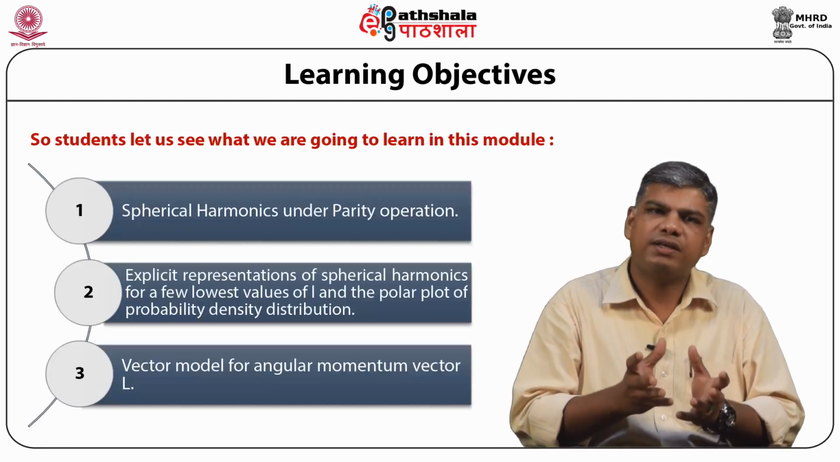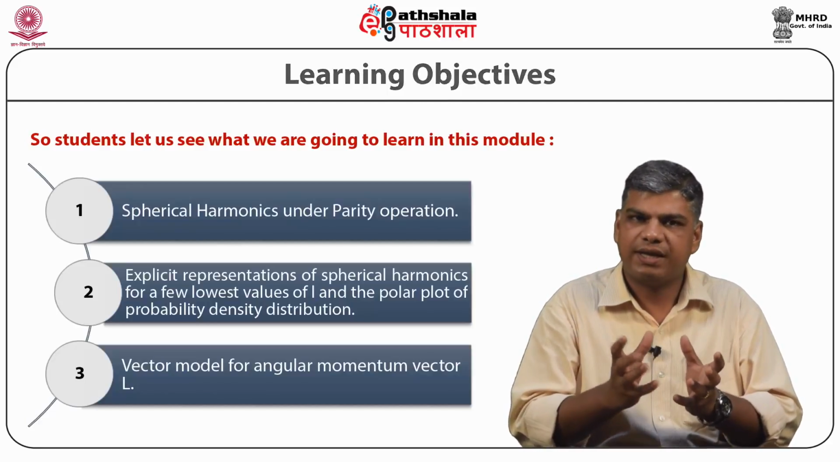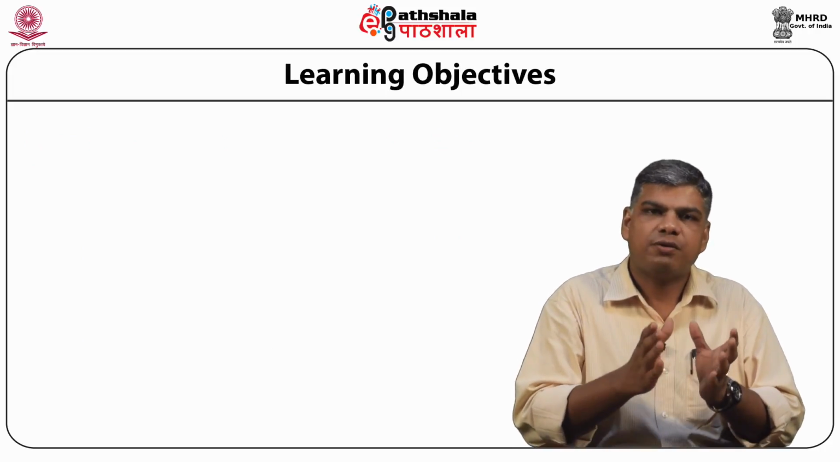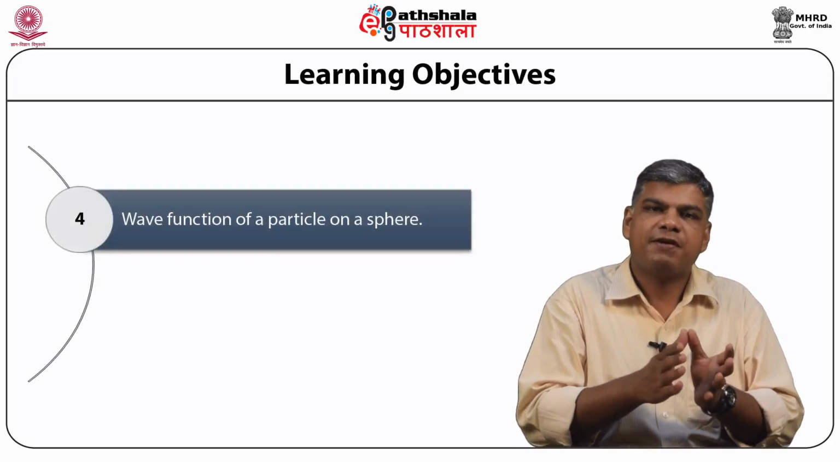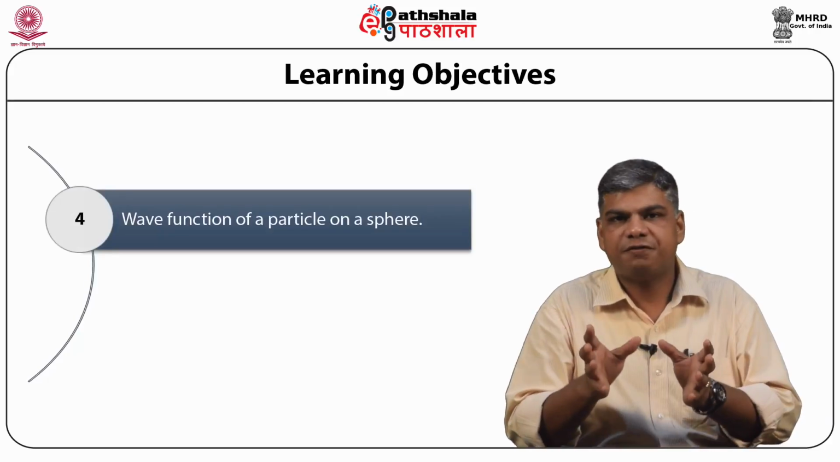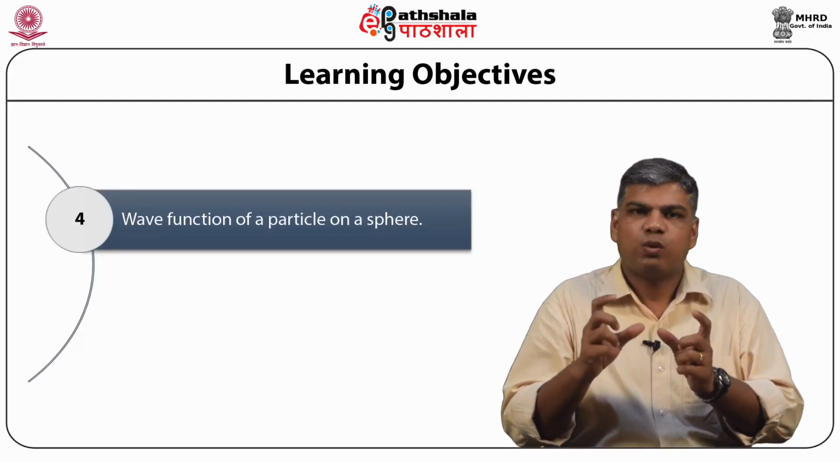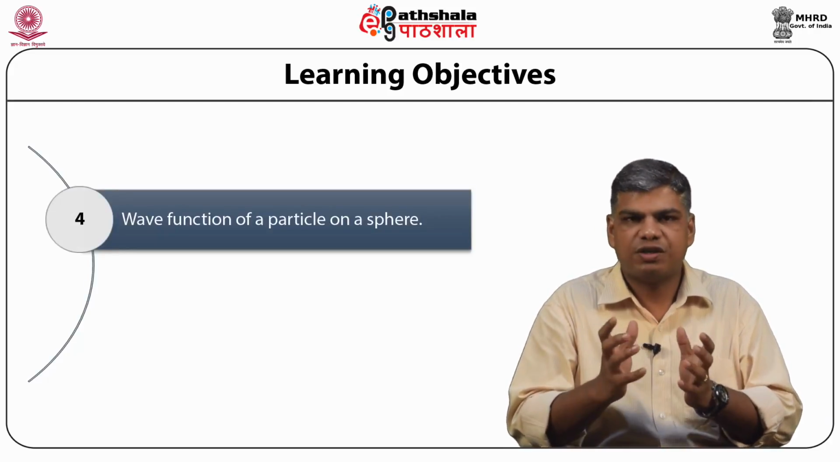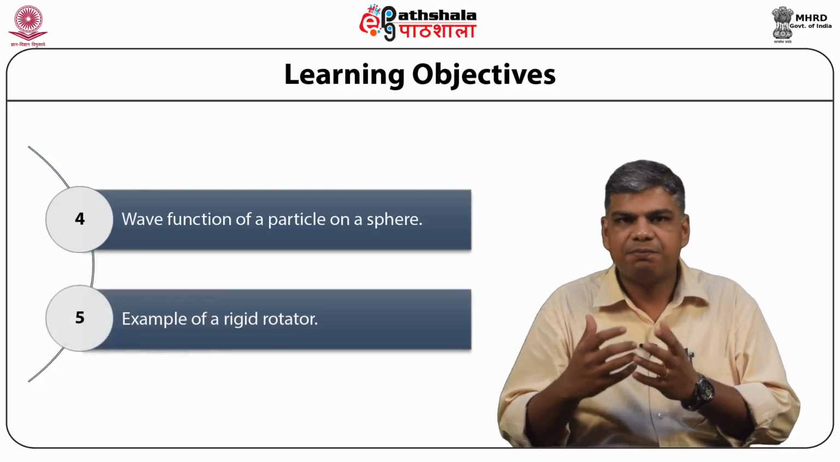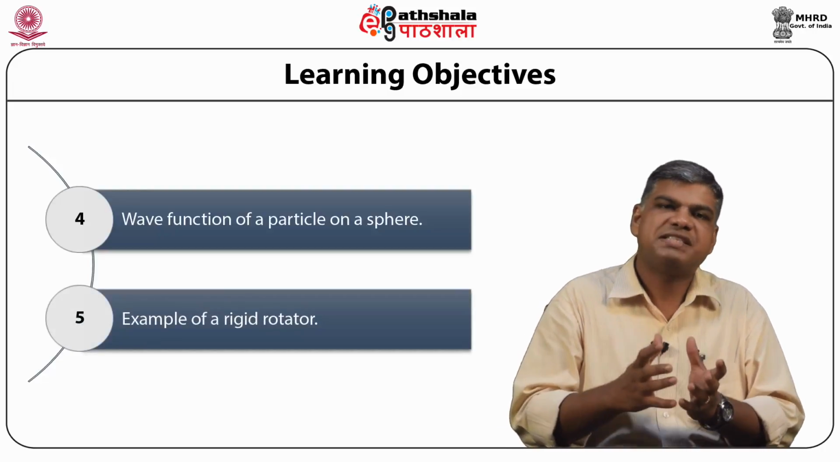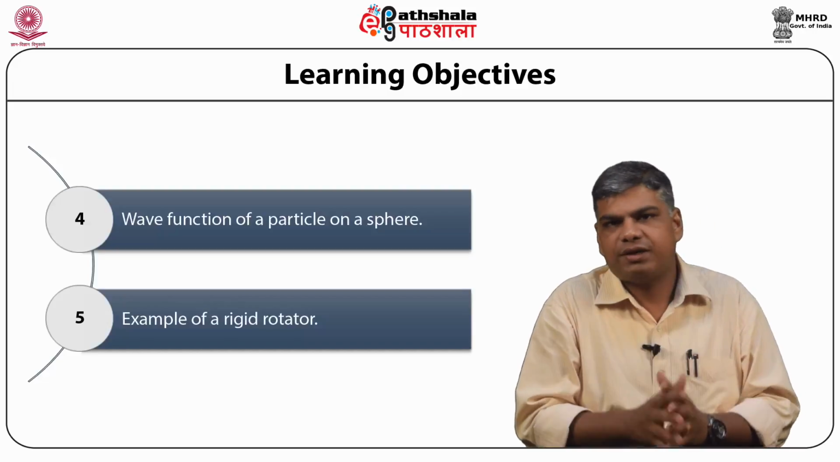Having understood the vector model for angular momentum vector L, we'll then try to find out the wave functions of a particle on a sphere. That is, when the particle is constrained to move on a sphere. And as an example to this problem, we'll study the rigid rotator.